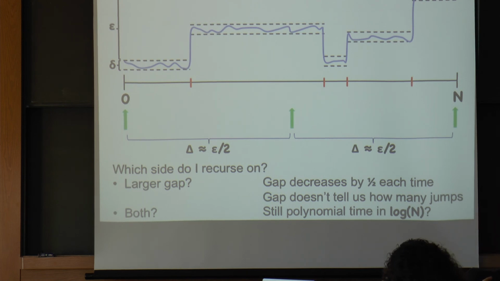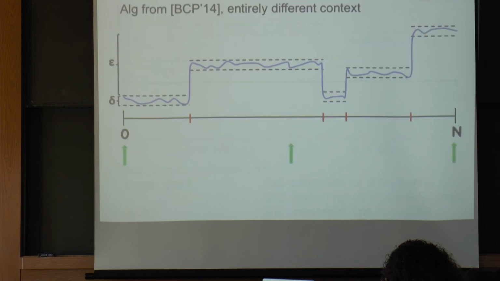So the other thing you might think of is, what if I do both? What if I just recurse on both sides? If there's ever a large gap on both sides, I just recurse on both. The question is, is this still polynomial time? And it turns out that it is. This idea of recursing on both is actually not new to us. It's an algorithm we borrowed from Boyle, Chung, and Pass. They use it in an entirely different context. It's interesting that this algorithm pops up in many places.